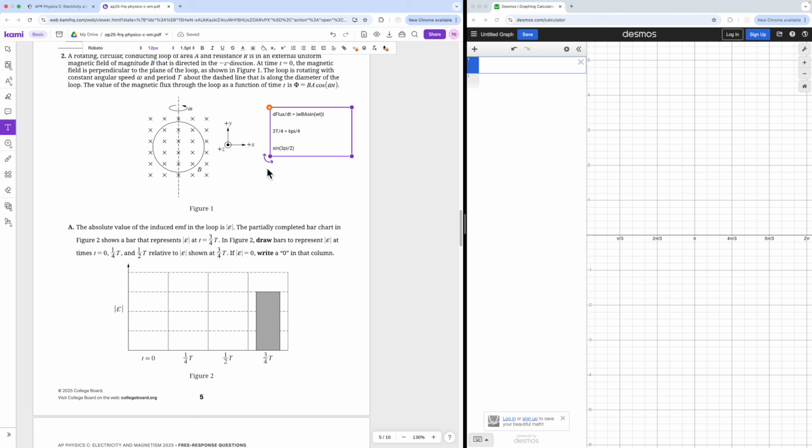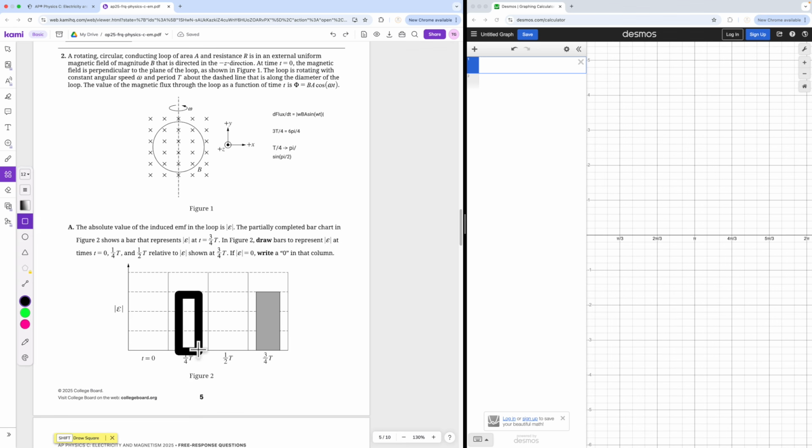So let's look at 1/4 of the period, for example. So T over 4, this is going to become 2 pi over 4 times omega, so we're going to be plugging in pi over 2. Sine of pi over 2 is 1, so we find that the maximum value of the EMF also occurs at pi over 2, or 1/4 times the period. So now what we can do is just draw in a little shape for our bar graph. So I'm just going to draw a rectangle here like this, and there we go.